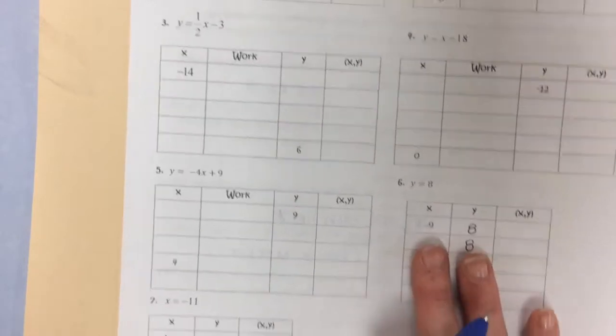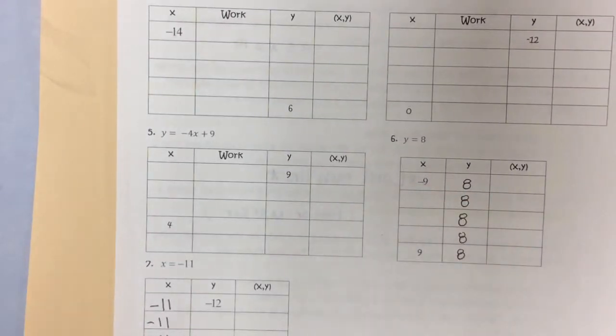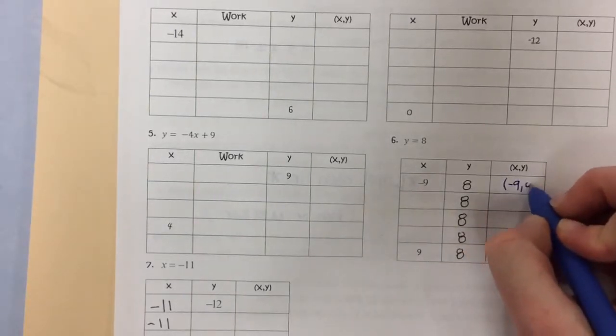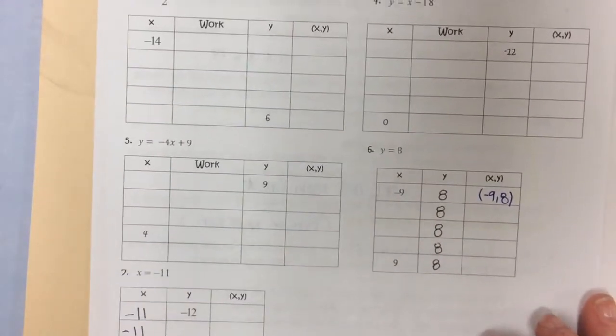If you notice, number 6, I graphed number 6 and number 7 for you because they're just horizontal and vertical lines. You just need to fill out the table. So where y is 8, what else could an ordered pair be? Right here, this is -9, 8. But if you just look at the graph, the ones I gave you.